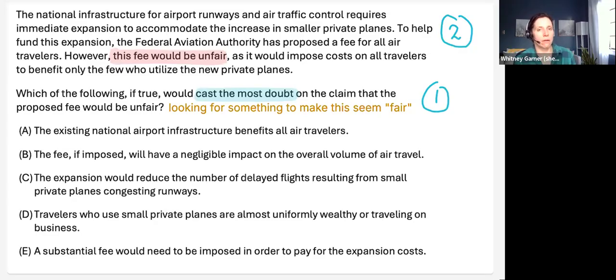So let's start with any answer choices that y'all think would actually strengthen this claim around unfairness. So let's look to eliminate. Are there any answer choices that would make you think, yeah, this is unfair? This doesn't feel fair.